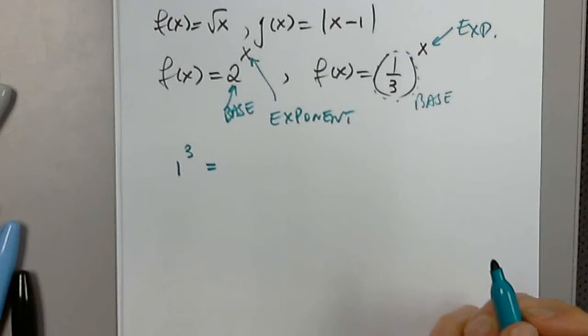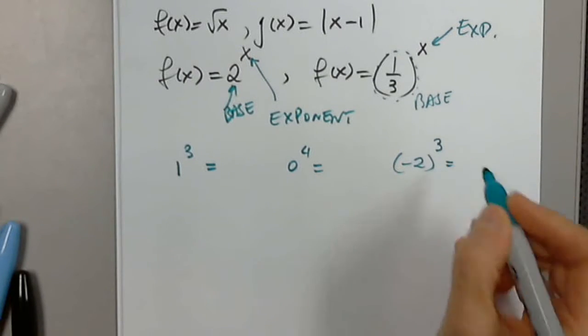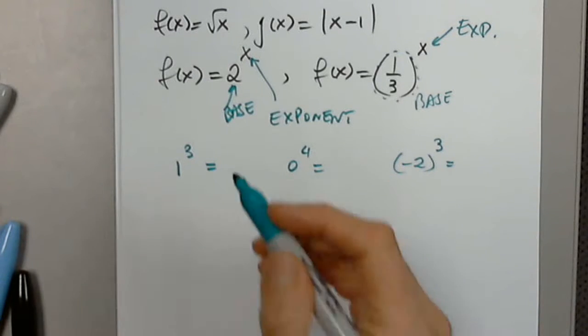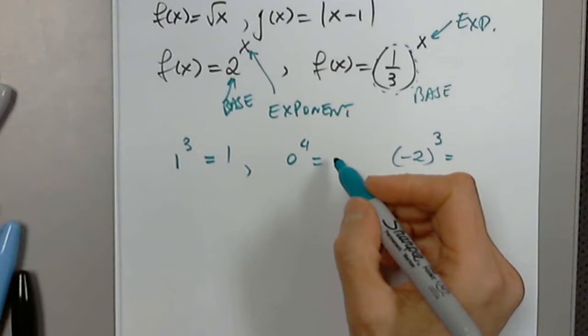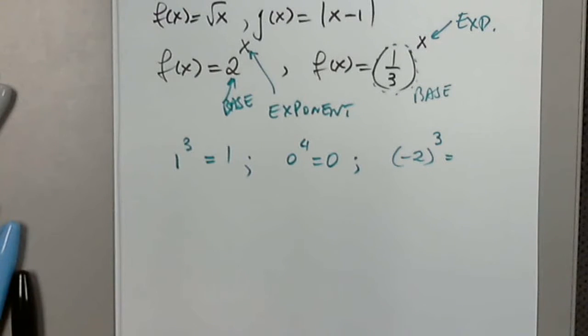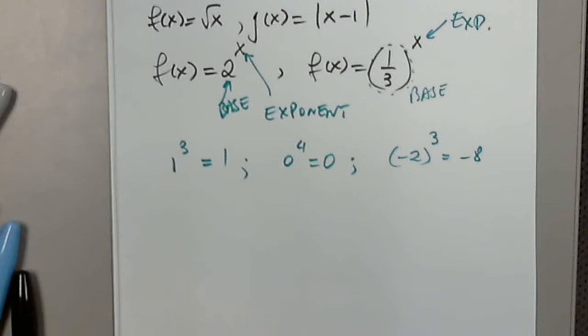1 to the 3rd power, 0 to the 4th power, and let's say -2 to the 3rd power. Am I able to raise 1 to the 3rd power? Yes, and the answer is correct. Am I able to raise 0 to the 4th power? And the answer is? 0. Good. 0 times 0 times 0 times 0, I cannot get 1. Is that okay? Good. And the last one? Yes? Correct. It is -8. Very good.